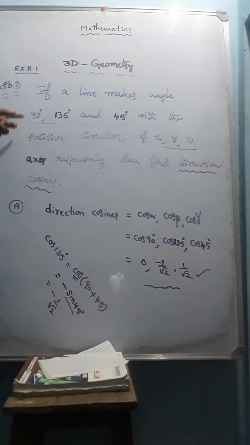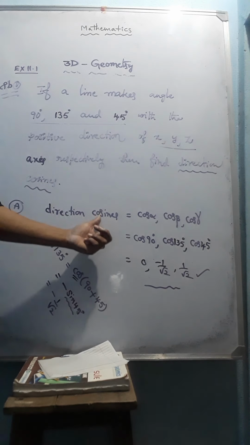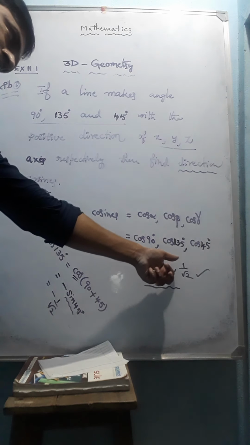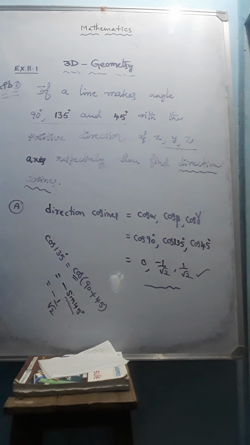Okay, so it is very important for getting 1 mark. You should write directly: direction cosines is equal to 0, minus 1 by root 2, 1 by root 2, and they will give you 1 mark. Okay. So next problem. Example number 2.